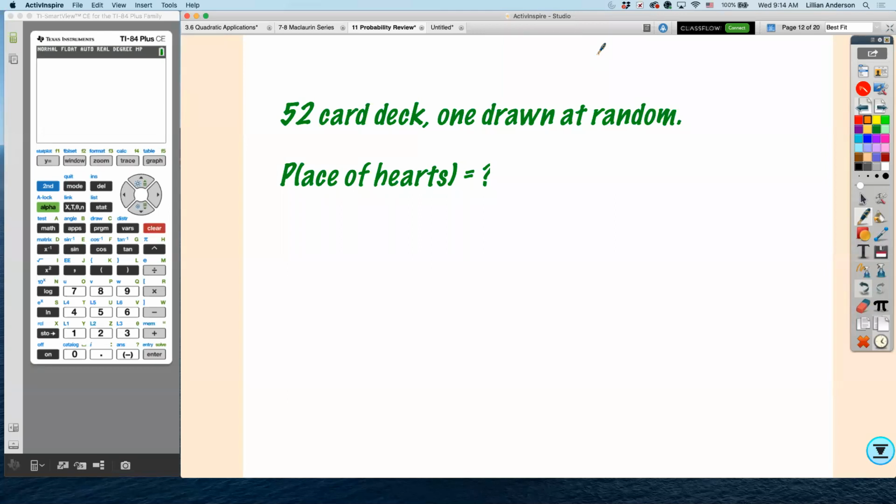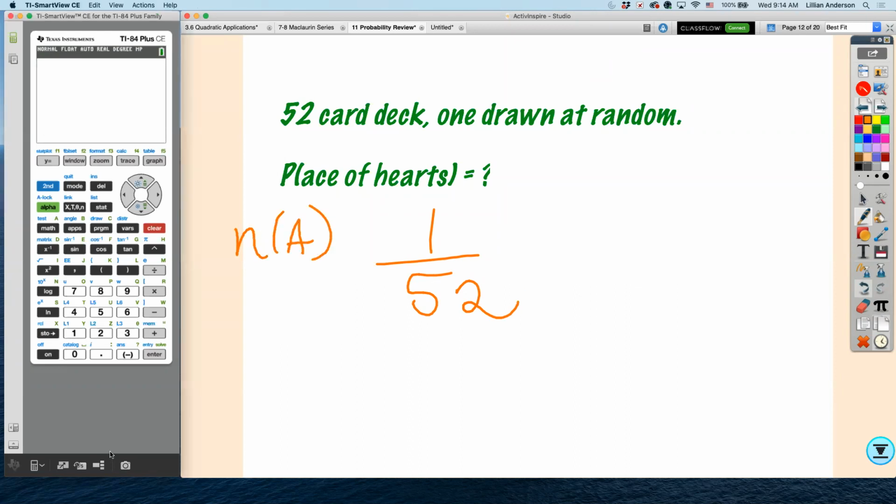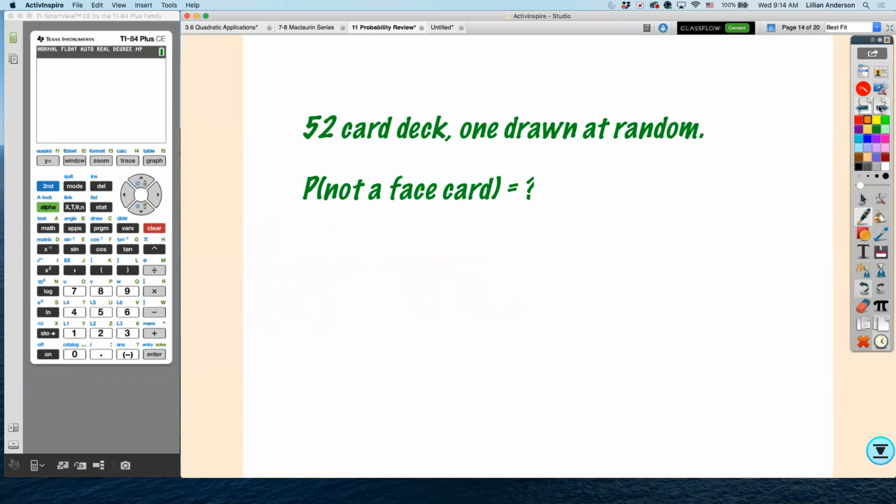I have 52 cards in a deck. 1 is drawn at random. What's the probability that I have an ace of hearts? It is 1/52. This is an example of basic probability, okay? The number of different ways that this event can happen is 1 time, because there's only 1 ace of hearts, over the total number of outcomes. You got 52 cards, so that is going to be 1/52. Always make sure that you reduce your fractions.